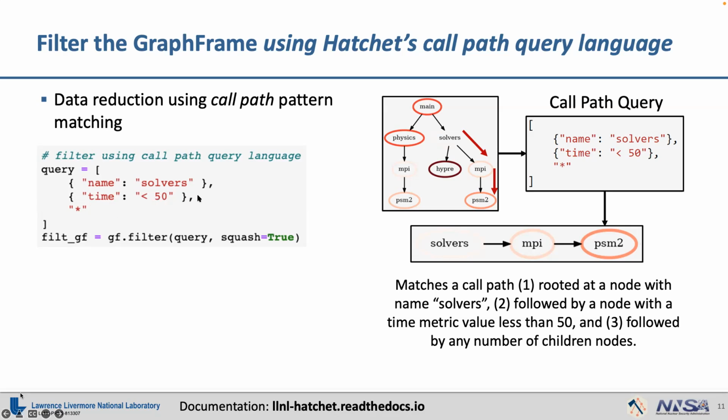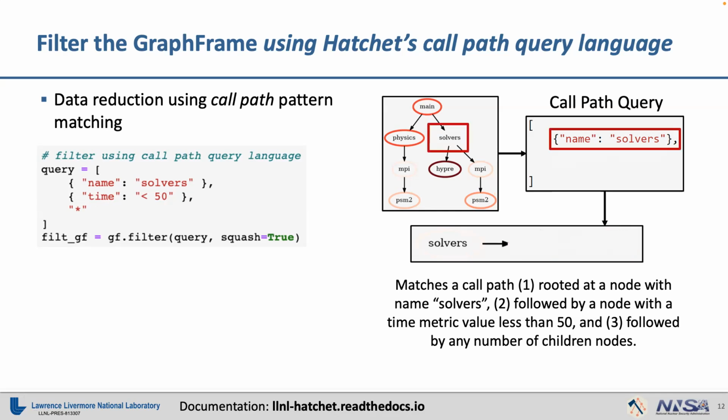So if we use this call path example here on the left, if we were to think about that in true grammar form, we're looking to match a call path that first has a node with the name solvers, is then followed by a node that has a time value less than 50 seconds. And then we want to match 0 or more nodes underneath that, which essentially takes you down to the leaf node of this graph.